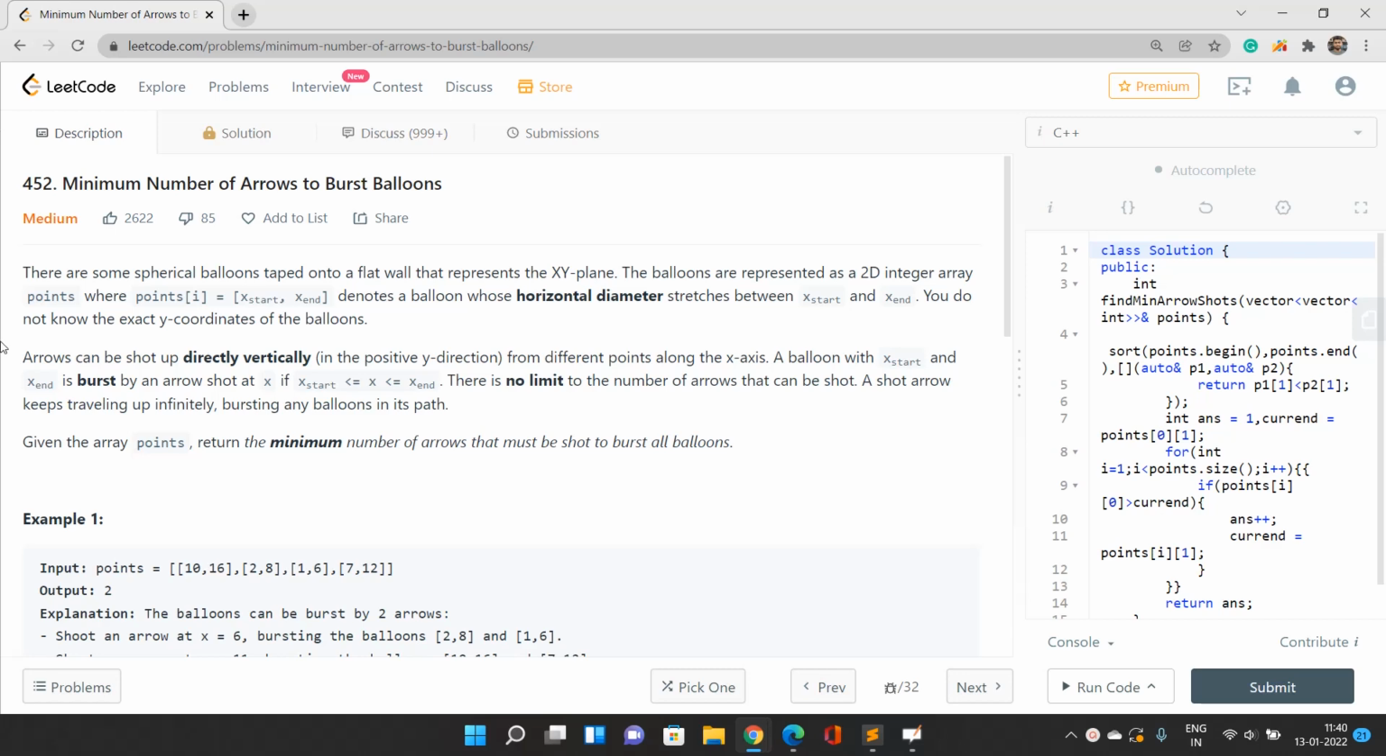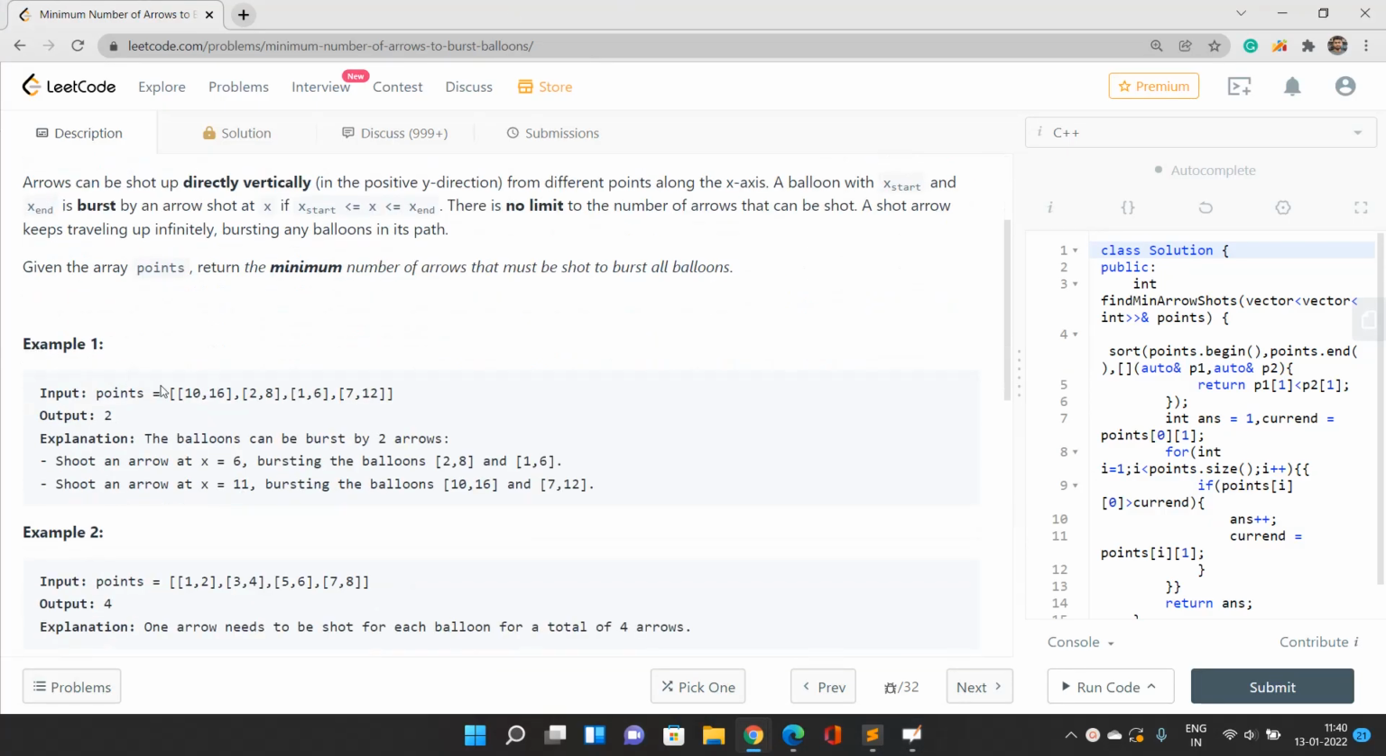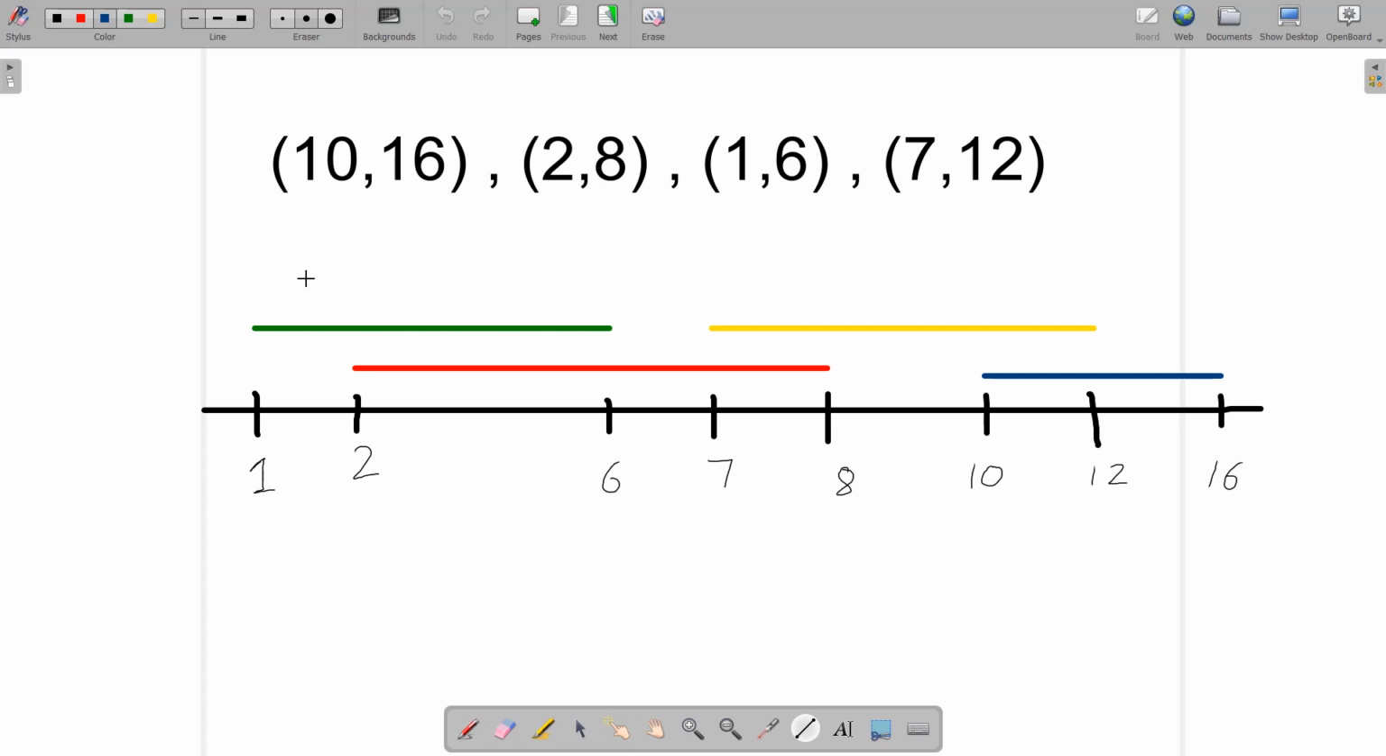Let's understand this problem with the help of a diagram. I have picked this example from the first sample test case, and I plotted this diagram. The first thing you need to understand is that you have been given all these points, and you have to choose some x coordinate where you are going to shoot an arrow vertically.